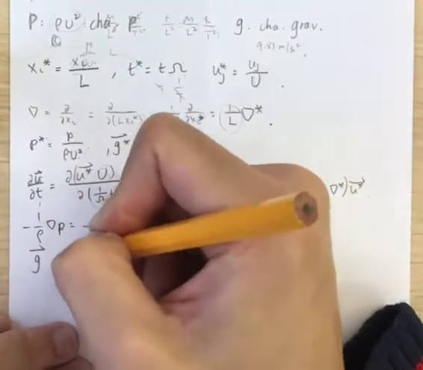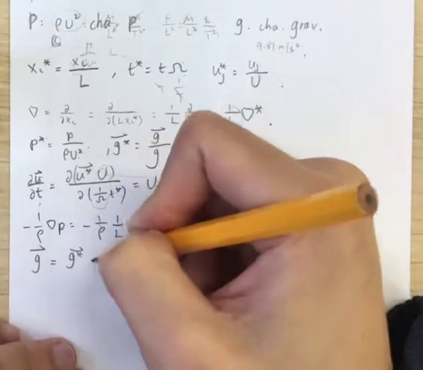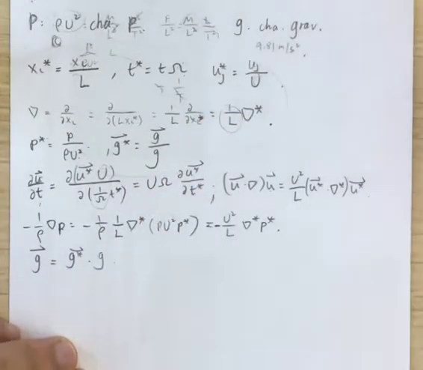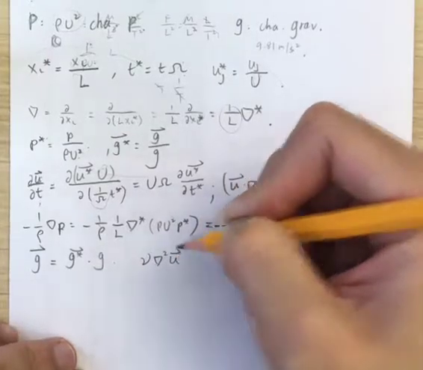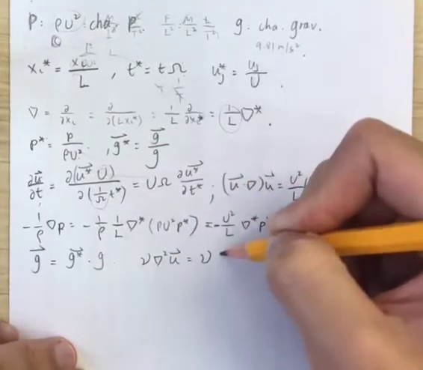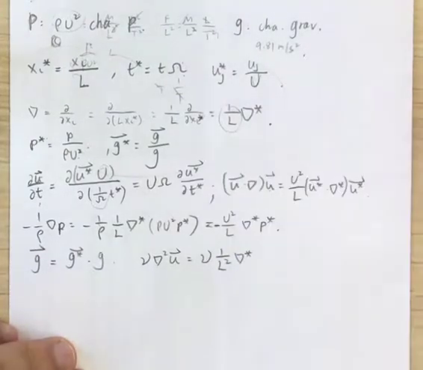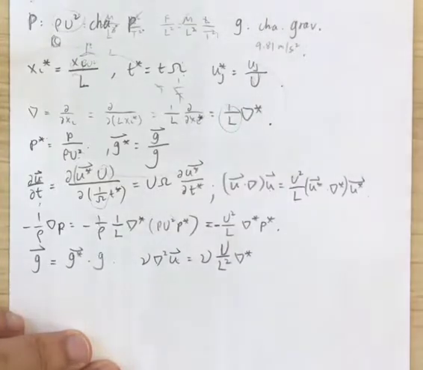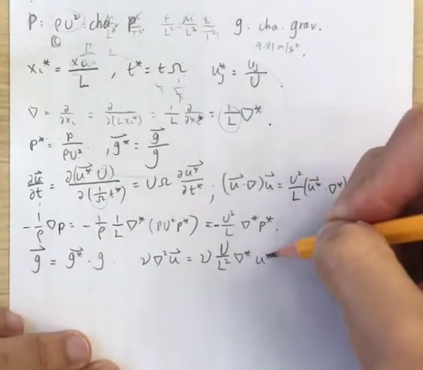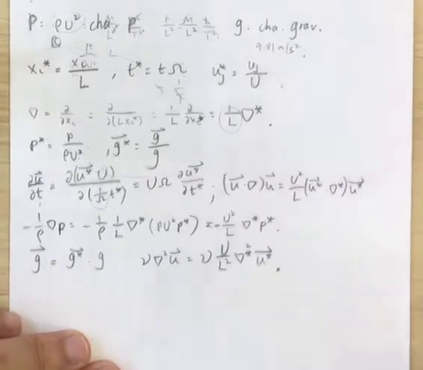G is just G star times G. Nothing special. Last one. Pull out twice 1 over L to make this thing a non-dimensional one. And the U, pull out once U, right? So here we get the non-dimensional Laplacian.